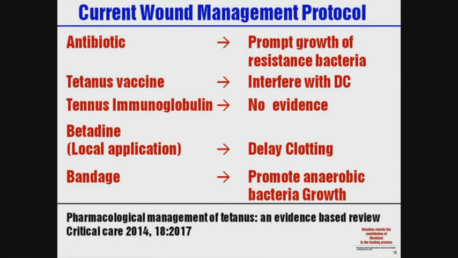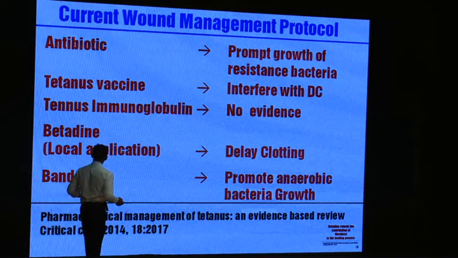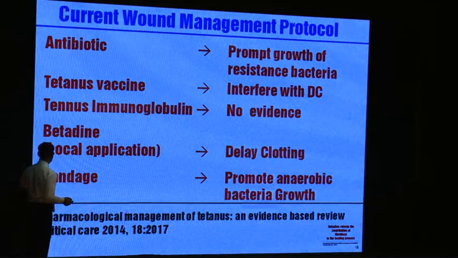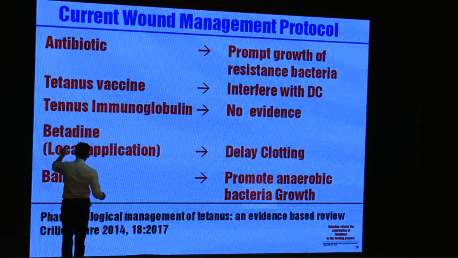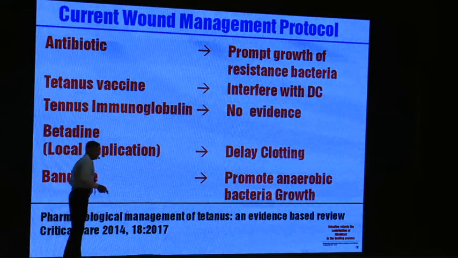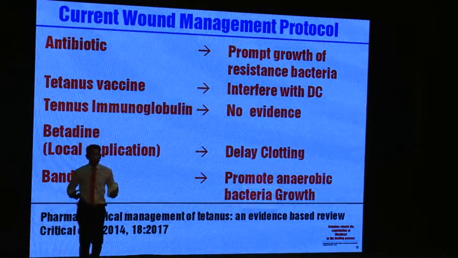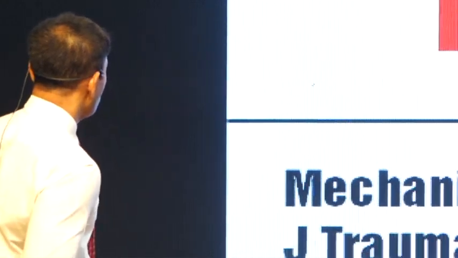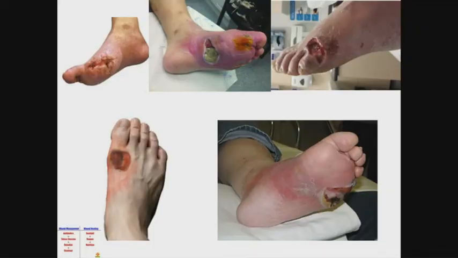You see, the current wound management protocol: we put antibiotic, tetanus vaccine, tetanus immunoglobulin, then local application, bandage, right? These are the normal protocol which we do. When we do this, what do we achieve? I have many diabetes patients who come to me with this kind of injury. And if I check what the protocol was, right?